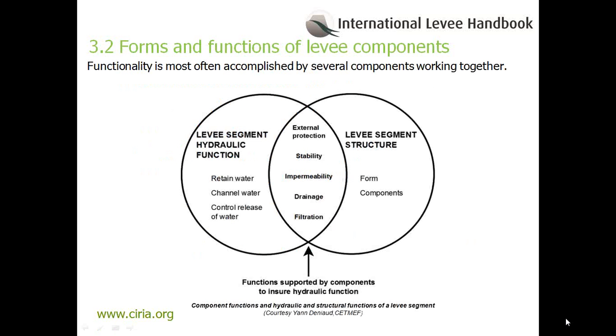On this side, we have depicted through a Venn diagram how the hydraulic functionality and the structure come together to achieve protection against external erosion, internal erosion, levee instability, and to ensure impermeability as well as appropriate drainage and filtration. Several structural functions must be ensured by individual components. However, the functionality is most often accomplished by several components working together rather than by one single component acting on its own.